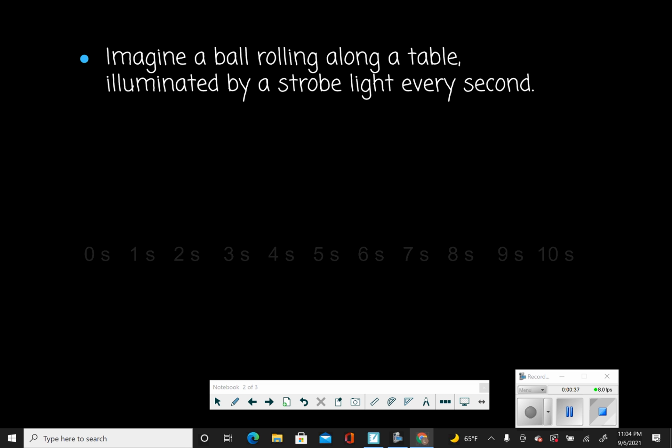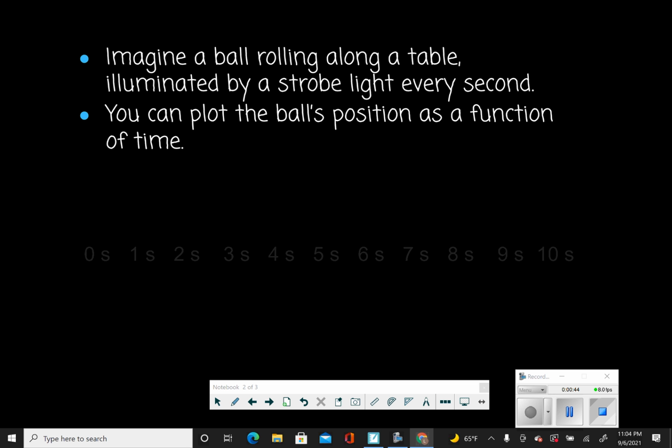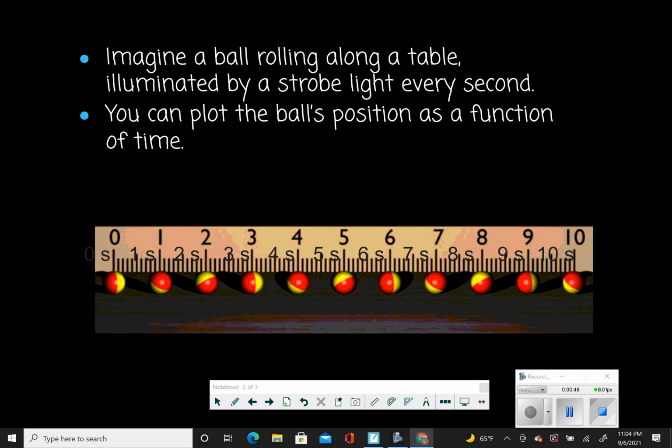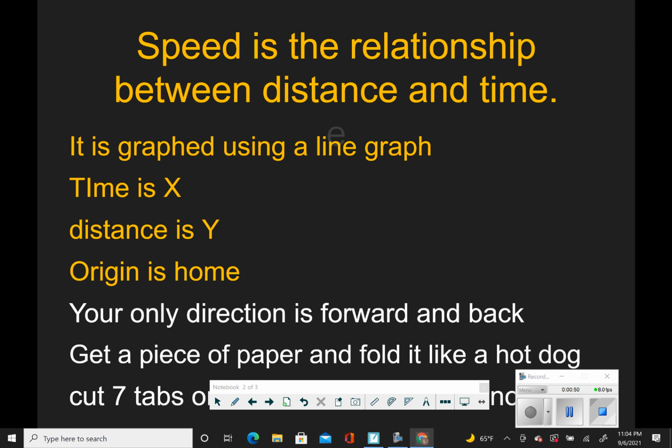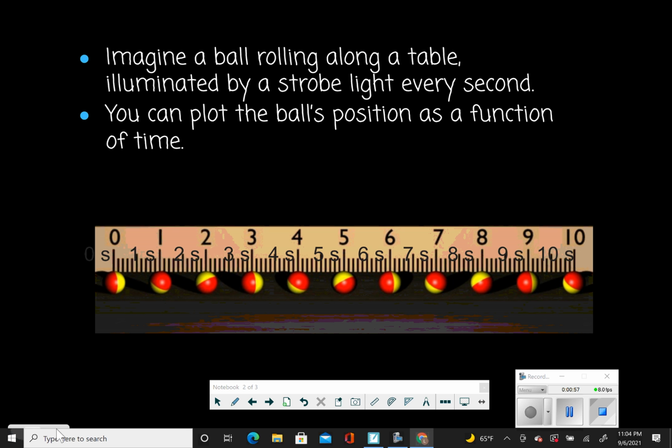Imagine a ball rolling along a table illuminated by a strobe light every second. You can plot the ball's position as a function of time. Sorry guys, went too fast on that one. Let's go back.